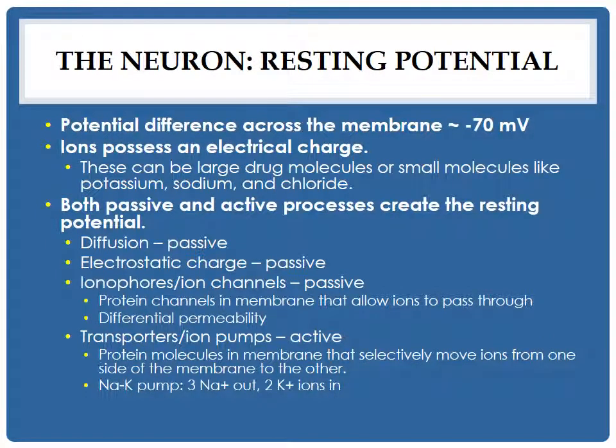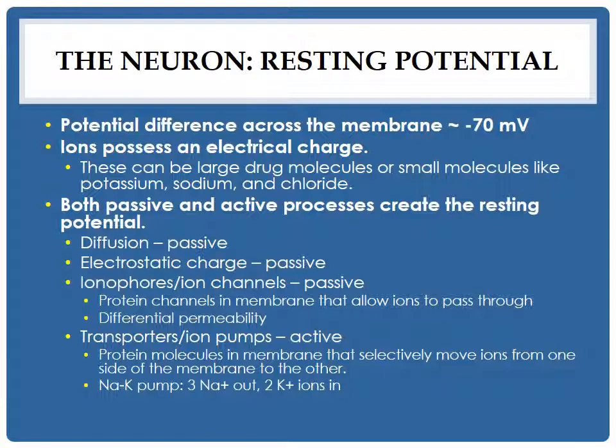So we need to talk about the resting potential of the neuron. Resting potential is just the potential difference, or the difference in electrical charge across the membrane, from the inside to the outside of the membrane. This difference is about negative 70 millivolts. A millivolt is 1/1000th of a volt, and negative 70 millivolts just means that the inside of the cell has a greater negative charge. There are more negative ions on the inside of the cell.